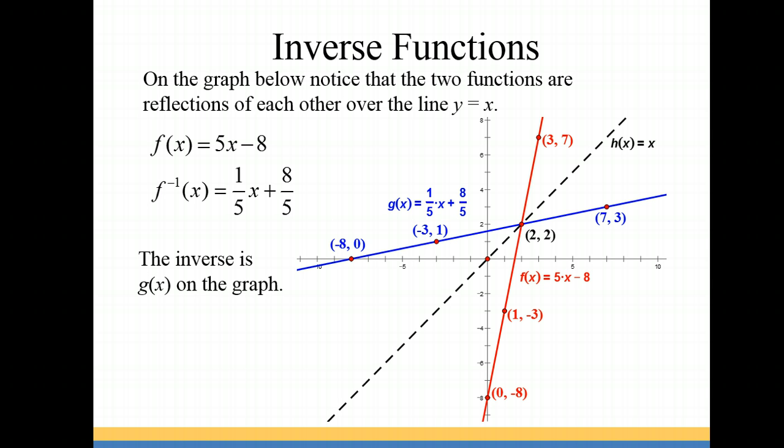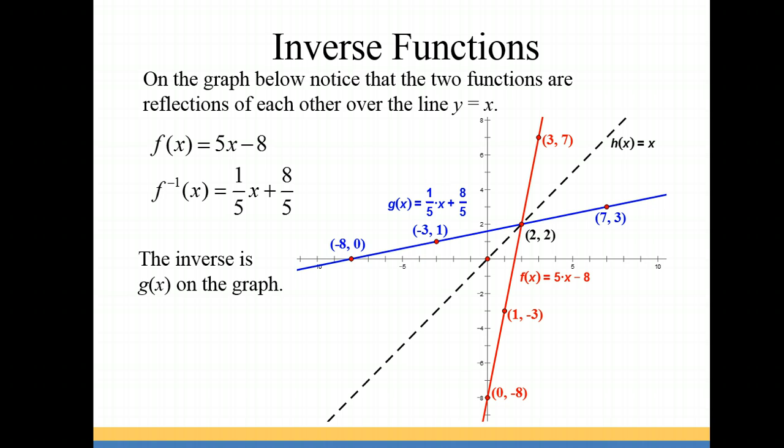I graphed the two functions on a line. In this case on the graph it's showing that the inverse function is called g of x. But you can see that they are reflections of each other over the line y equals x, which is the h of x function on the graph. And you can also see that the ordered pairs are reversed. So on the f of x function we have an ordered pair of (3, 7). On the inverse function, (7, 3) is an ordered pair.